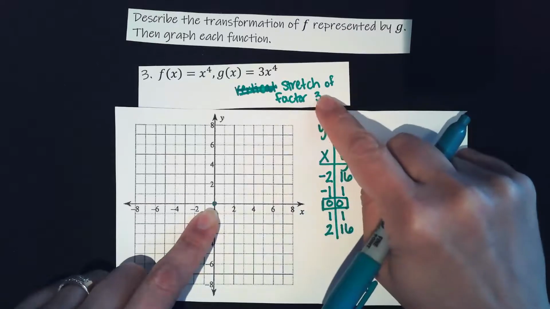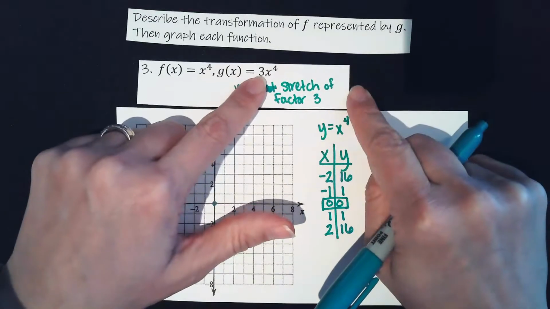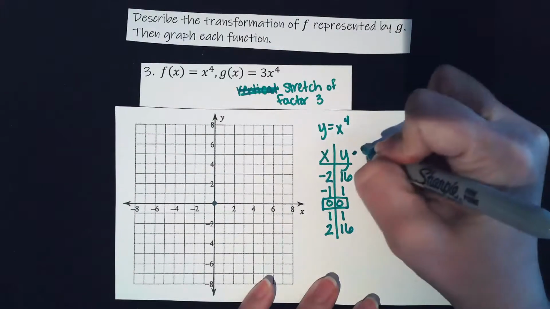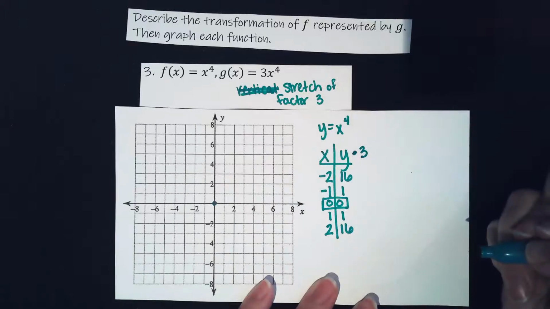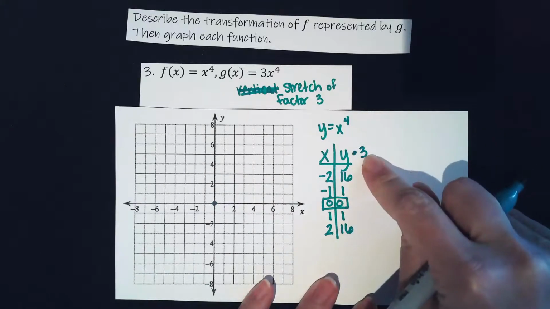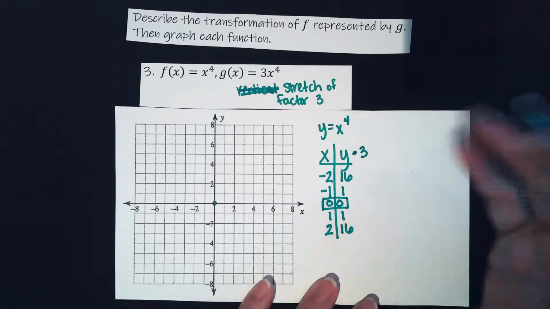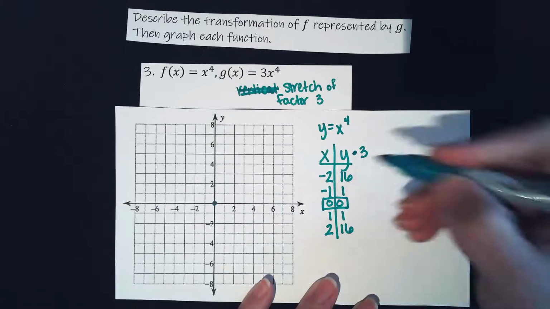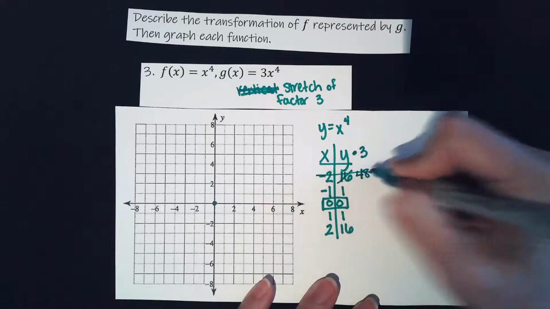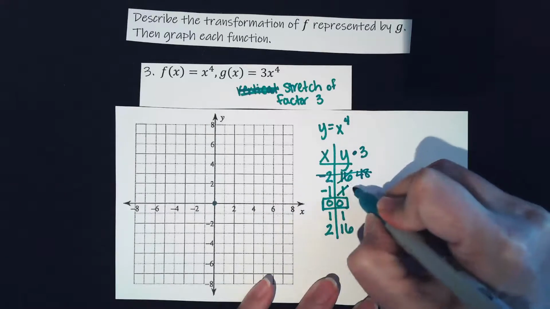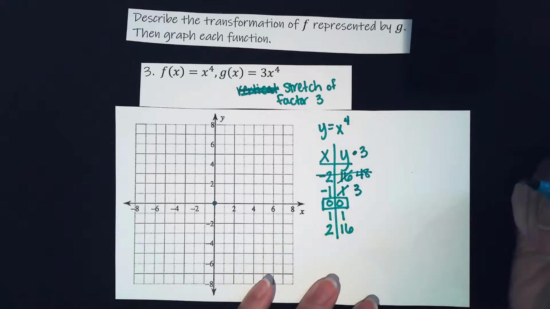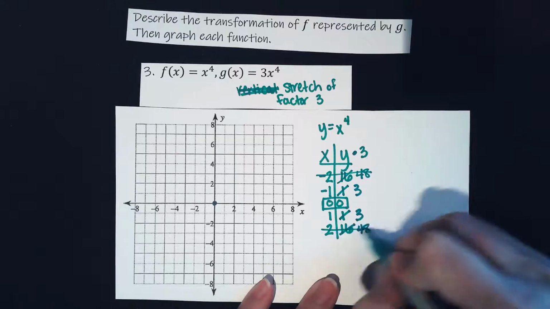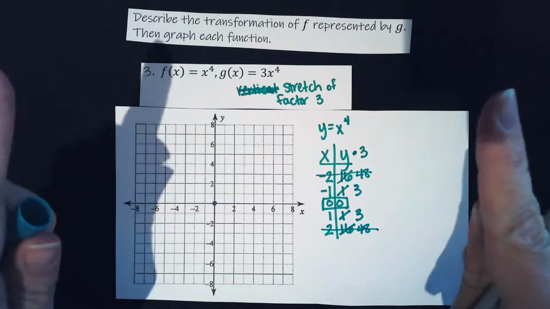Now, since we have a stretch of 3, so this is a, and it is no longer 1, I have to multiply all these y values by that number. You multiply the y values by whatever a is. The 16 is already way off my graph, so you really wouldn't need to multiply that, but we know it becomes 48. 1 times 3 is 3. 0 times 3 stays 0. 1 times 3 is 3, and again, the 48s are off the graph going up, both of those.